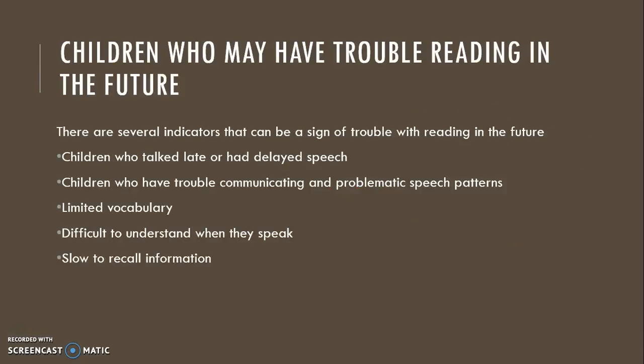So this is about children who may have trouble reading in the future. So there are several indicators that can be a sign of this. So children that talked late or had delayed speech, children who have trouble communicating and problematic speech patterns, limited vocabulary, difficult to understand when they speak, and slow to recall information.